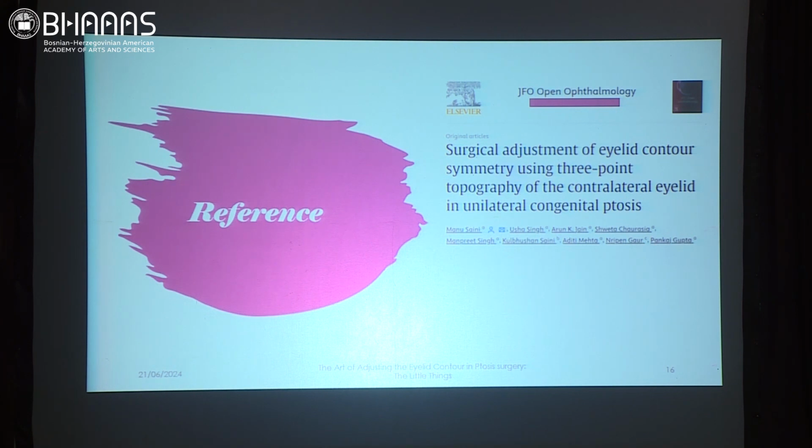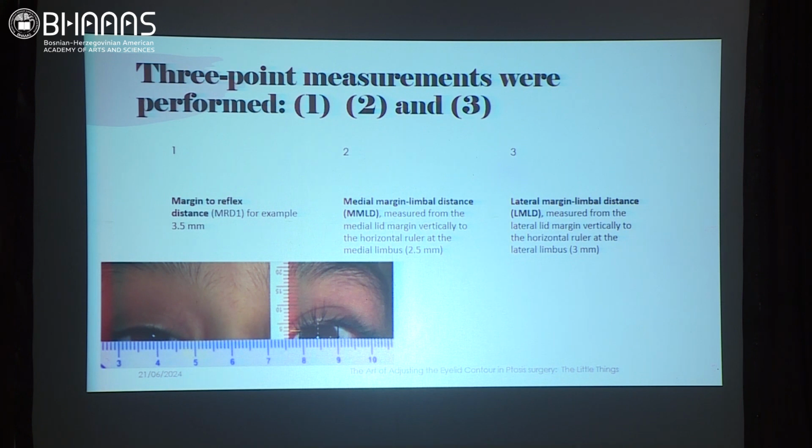So I came across very good evidence in the literature, where they use 3-point topographical analysis of the contralateral eyelid to plan unilateral congenital ptosis. And I also use this for acquired ptosis, not only congenital. So this is the algorithm.